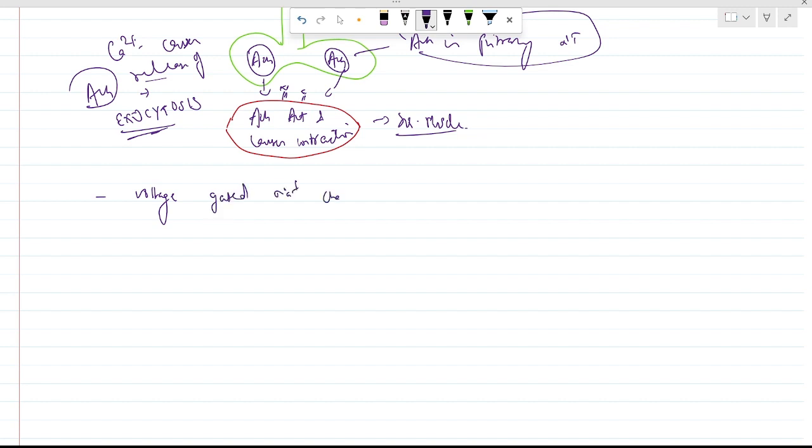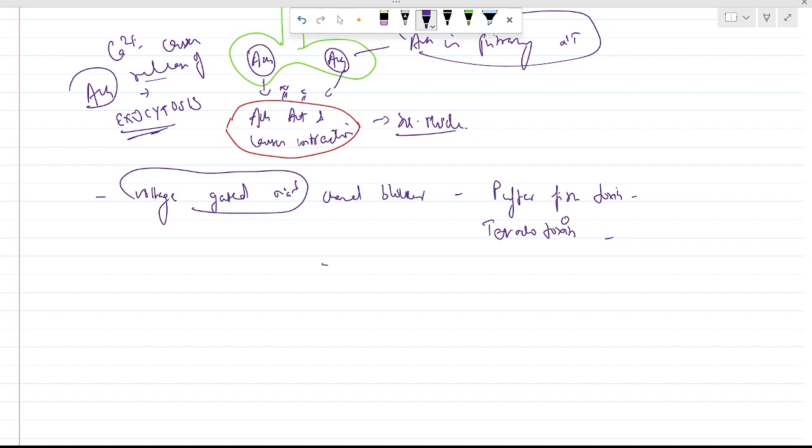So there is a voltage gated sodium channel blocker. This blocker is pufferfish toxin, called tetrodotoxin. Pufferfish toxin, tetrodotoxin, is a voltage gated sodium channel blocker. This causes multiple paralysis, and death occurs due to multiple paralysis.